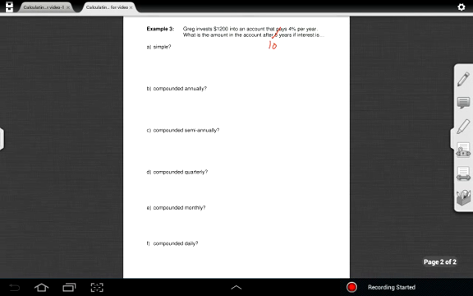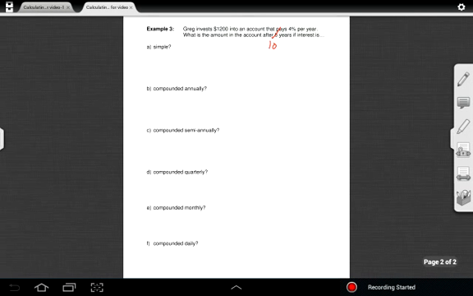$480. Okay? And they ask for the amount, not the interest. 480 is the interest, right? But we want to add that to the 1,200, and we get $1,680, if interest is calculated using simple interest.